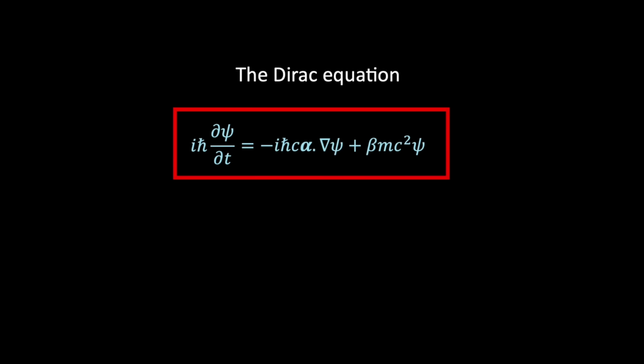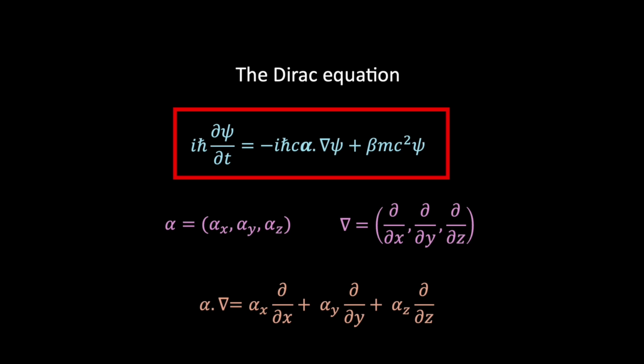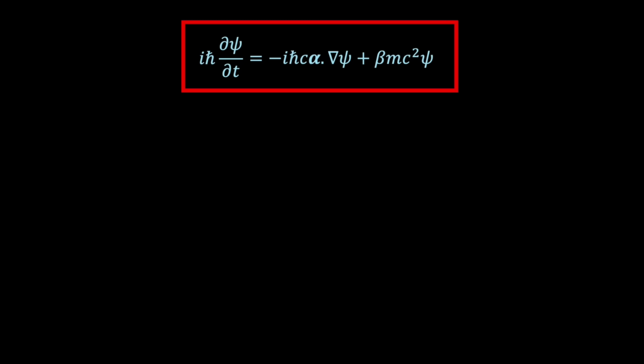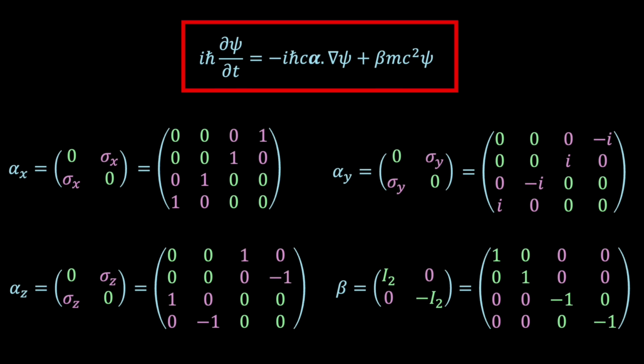To start with, let's remind ourselves of the structure of the Dirac equation when written in component form. The equation is first order in time derivatives and involves a vector of 4x4 matrices known as the alpha matrices, as well as the 4x4 beta matrix. We note that the right hand side also contains the gradient vector and its first order in space derivatives, and the dot product takes the following form. We will be working with a particular representation of the 4x4 alpha and beta matrices expressed in terms of the Pauli matrices.